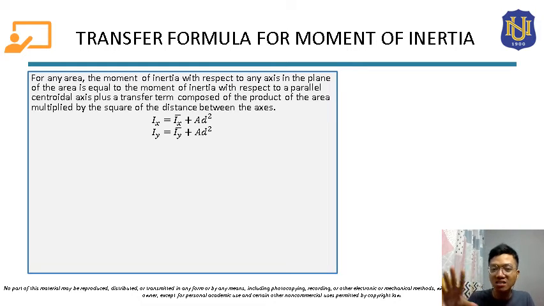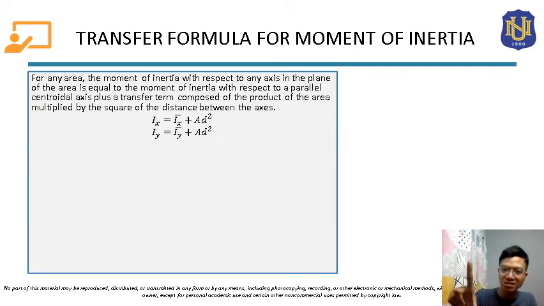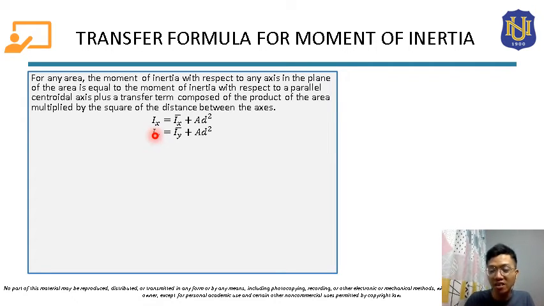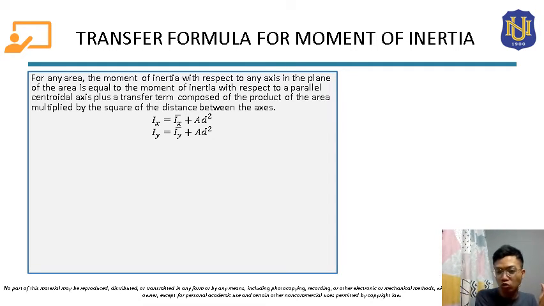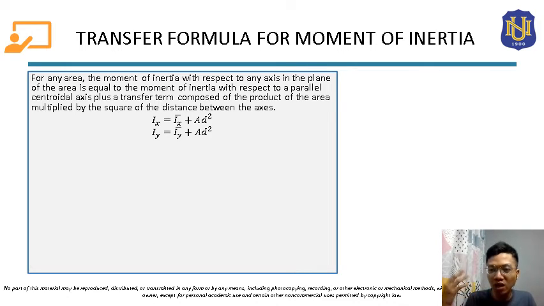I'll repeat, distance d is the distance from the centroid of the area that you are considering to the reference axis. In this case, from the x-axis. So you will measure that distance d. For y, distance d will be the distance between the centroid of the area that you're considering to the y-axis. That will be the distance. So we will use this.